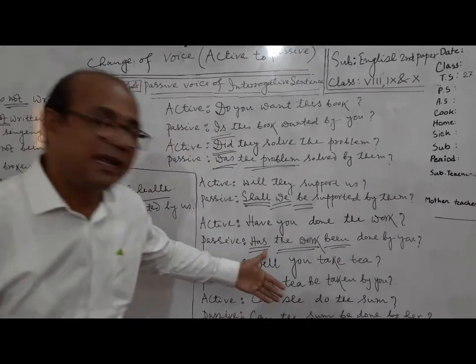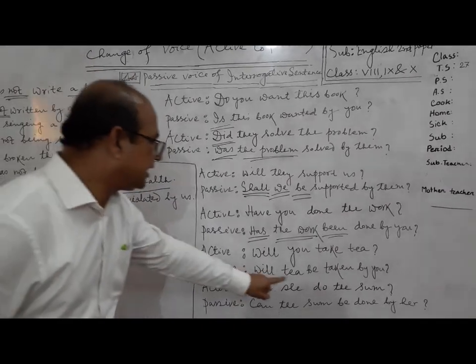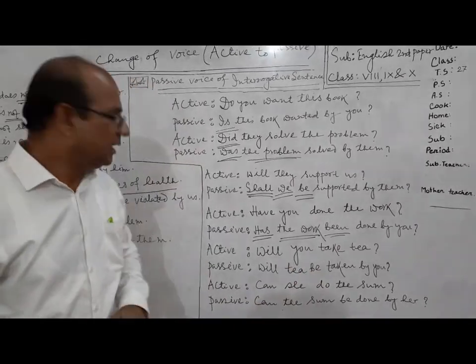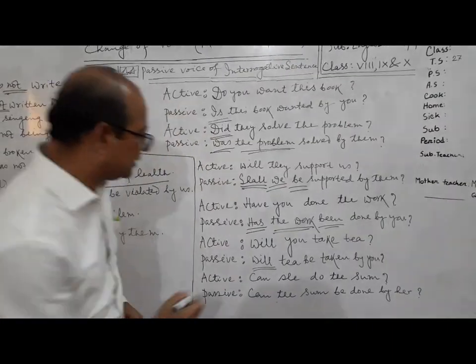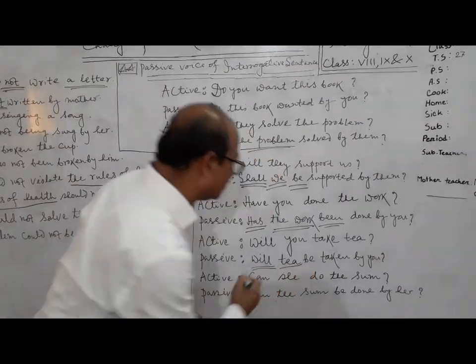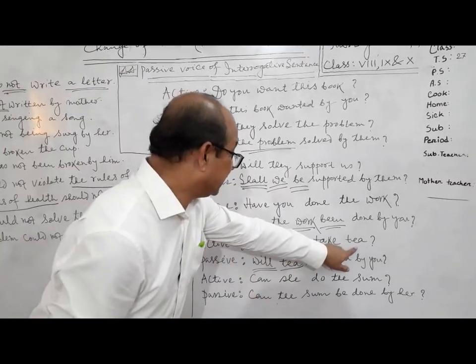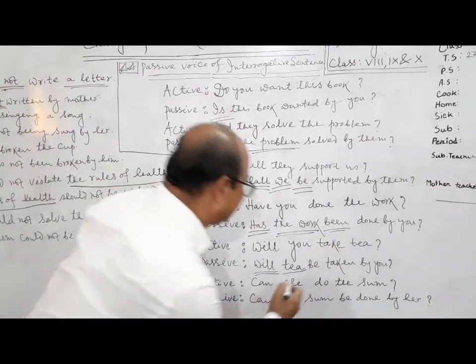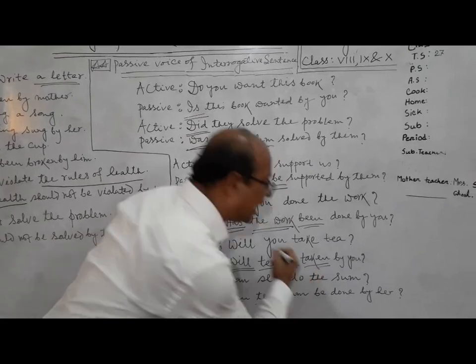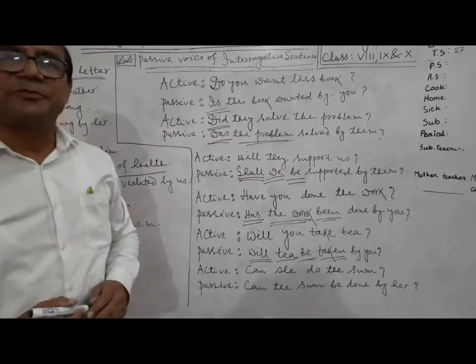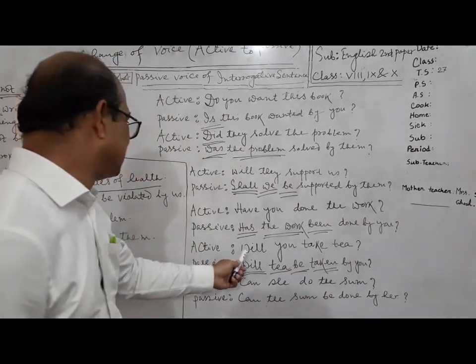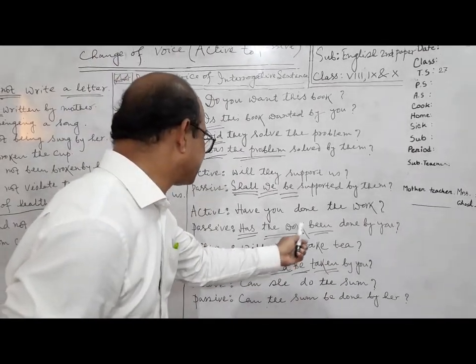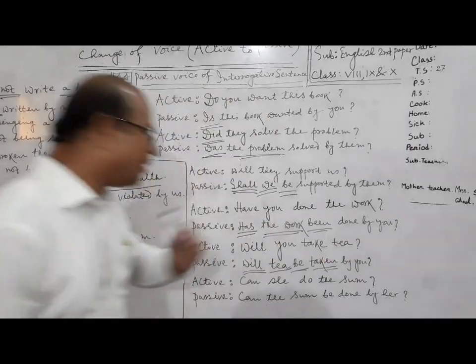Will you take it? Will it be taken by you? Here I have used auxiliary verb at first, then subject, which was used here as object, then be, then V3, I mean the past participle form of verb, and then by you. That means my subject, which I have used here as object.